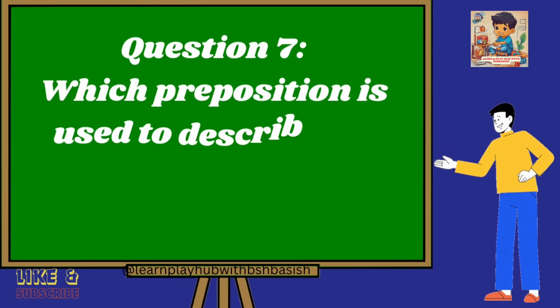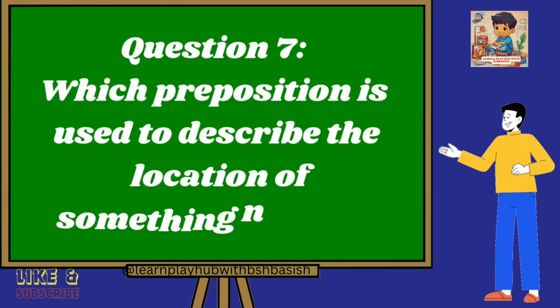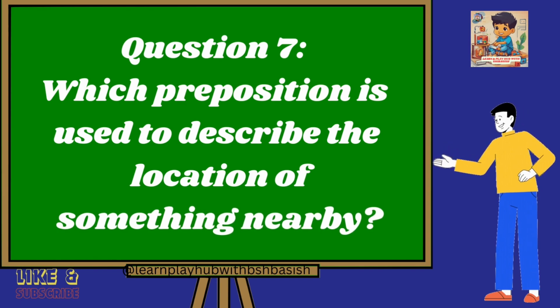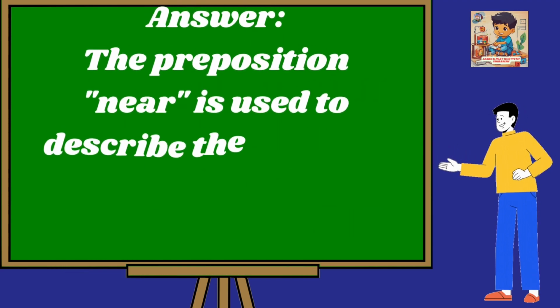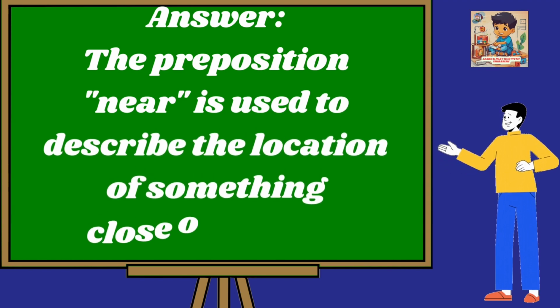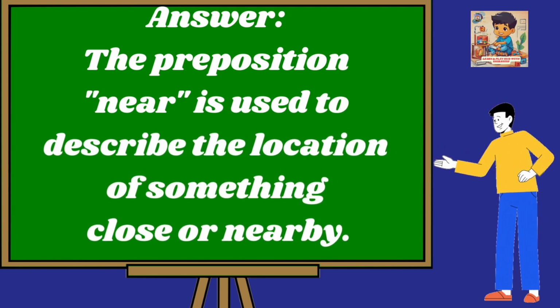of that thing. Question 7. Which preposition is used to describe the location of something nearby? Answer. The preposition near is used to describe the location of something close or nearby.